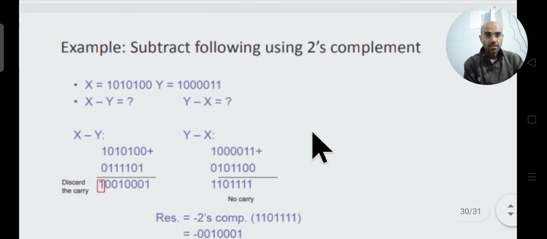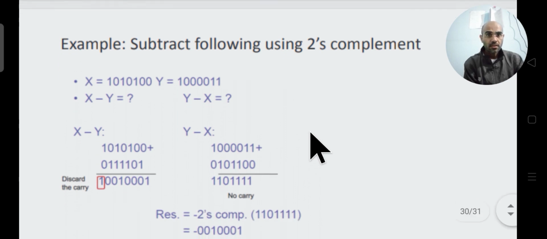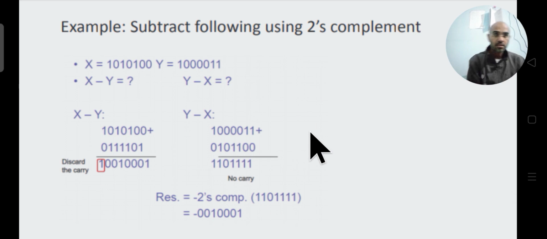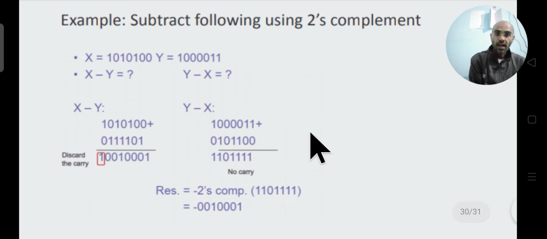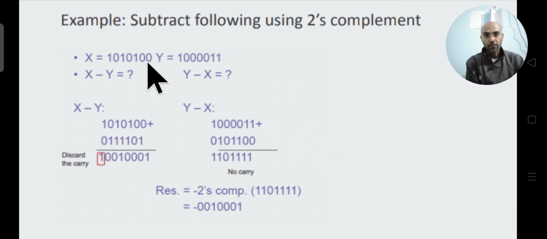To find the answer, let's say we perform the subtraction in the 2's complement method. So again it is R's complement. To perform it, we have taken two cases. Let's say this is our number x and this is our number y. In the first case we have subtracted y from x, and in the second case we have subtracted x from y.